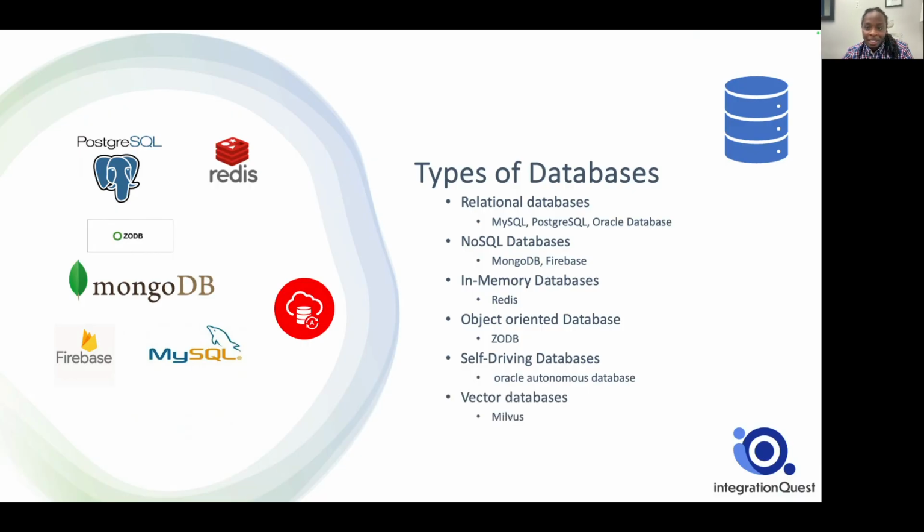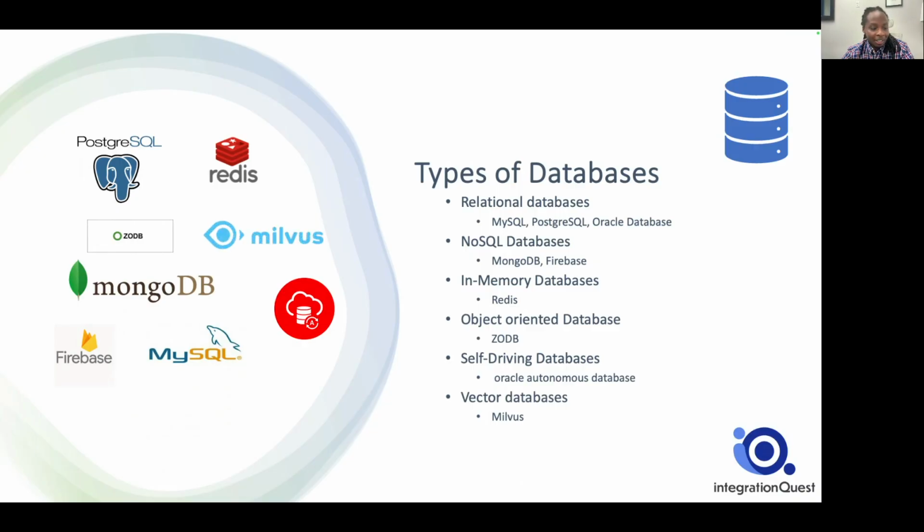And then we have vector databases such as Milvus. Vector databases are usually very important for tools such as AI because they store the data in vectors rather than, for example, in tables like relational databases.